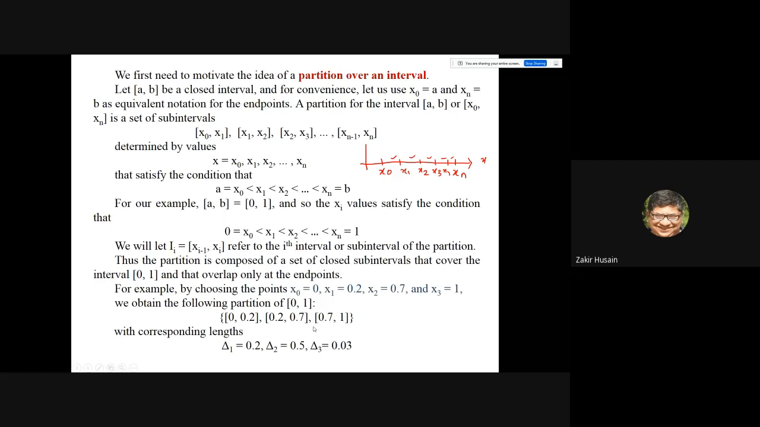And look at the three lengths. What are the three lengths which we give by delta 1, delta 2, and delta 3? They are 0.2, 0.5, and 0.3. So they are unequal. We can also make it equal also. It doesn't matter. Okay. But the important thing is we don't require equality of the intervals. Right? So delta i is the length of the ith interval. And Ii is the subinterval x(i minus 1) to xi.